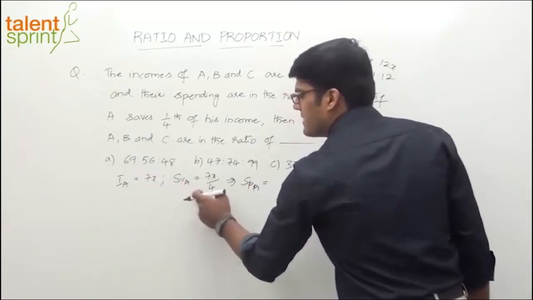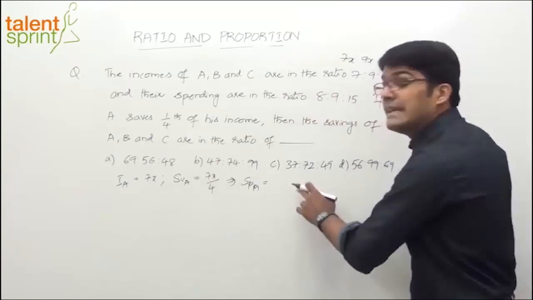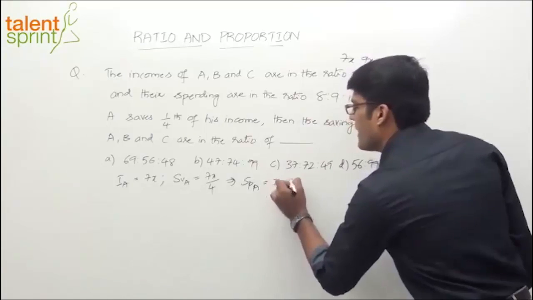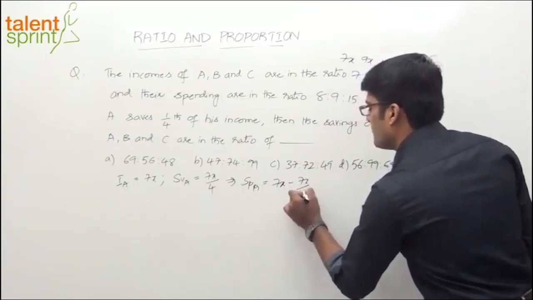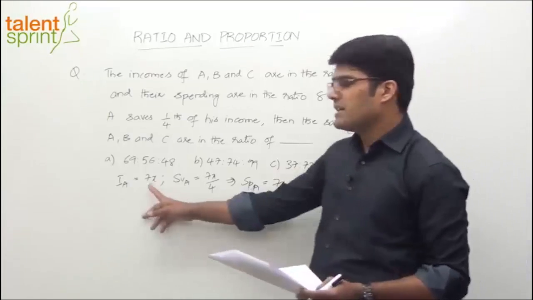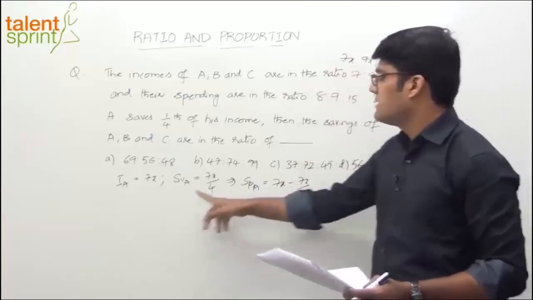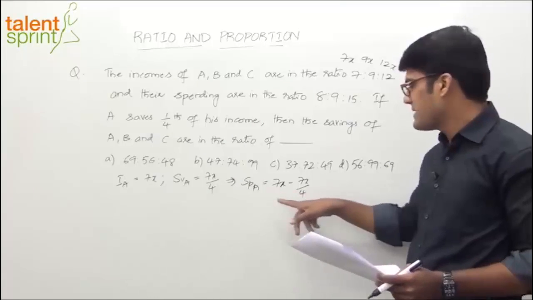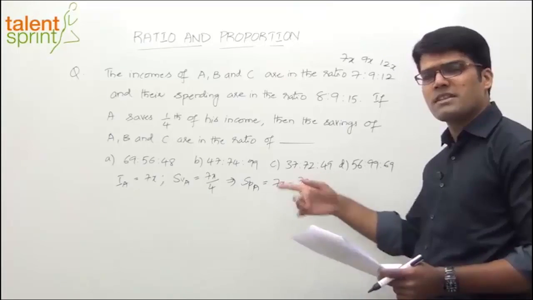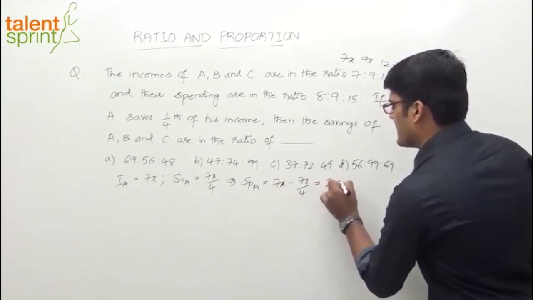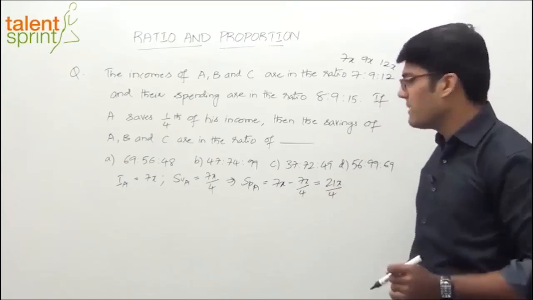Are you able to follow? Income is 7x. Savings is 7x by 4. So spending should be what? Income minus saving, like we have discussed in one of the earlier questions as well. So 7x minus 7x by 4. How much is this? Spending is income minus savings. 7x minus 7x by 4. So 3/4 of 7x, or you can say 28 minus 7, 21x by 4.